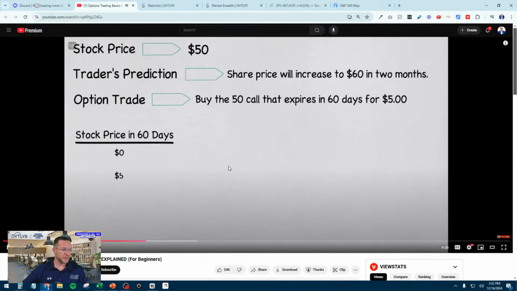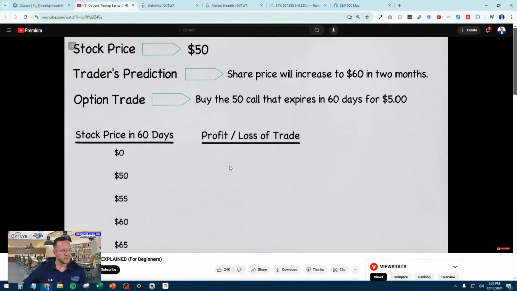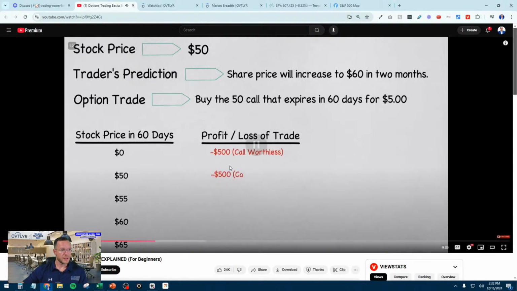Again, the at the money strike is what he's talking about here. Based on the stock price in 60 days, let's look at the P&L of that position. If the company goes out of business and the stock price is $0 in 60 days, then the P&L of that call option would be a $500 loss. That's because that call option would expire worthless since the stock price is below the call's strike price at expiration. Anything at $50 or below is worthless at expiration.